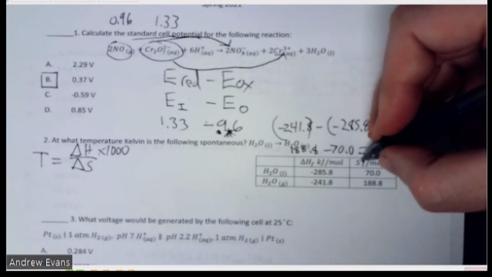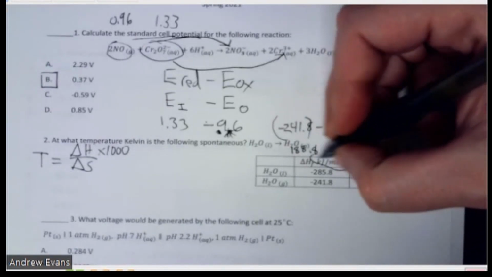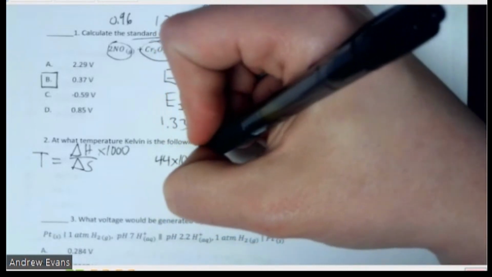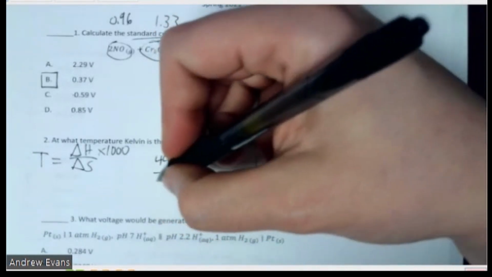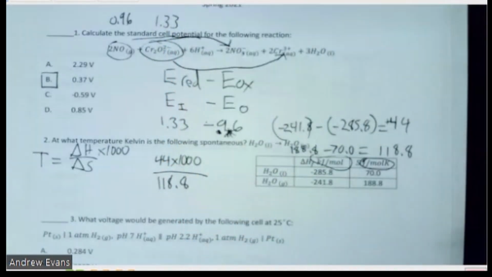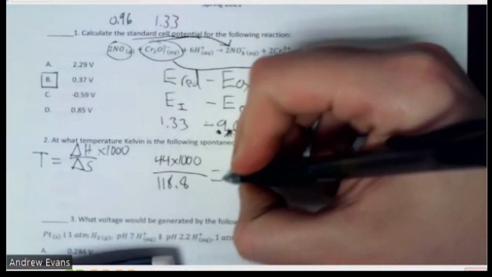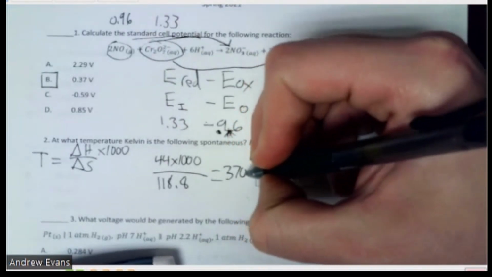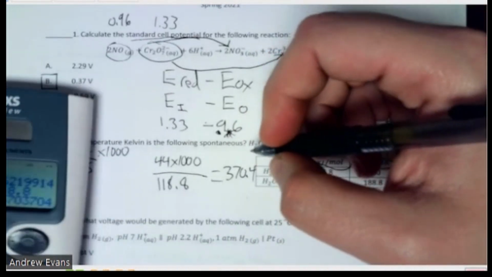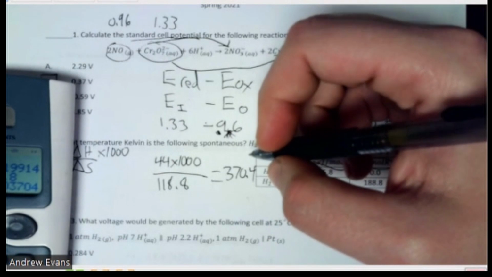That's joules per mole Kelvin, and that's kilojoules per Kelvin. So 44 times 1,000 divided by 118.8 will give us our temperature in Kelvin. That gives us 370.4. Close enough to 373, which is 100 degrees Celsius.